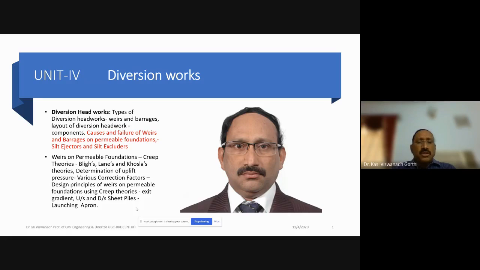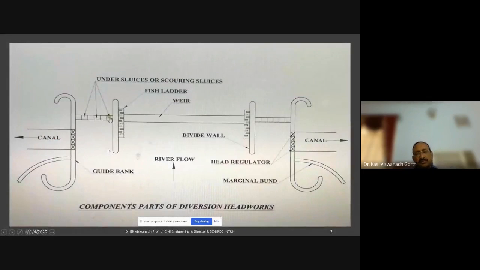So what are those causes? How does the failure occur for these weirs or barrages? And what are the remedies for these failures? Also, we see one more topic, silt ejector and silt excluder.